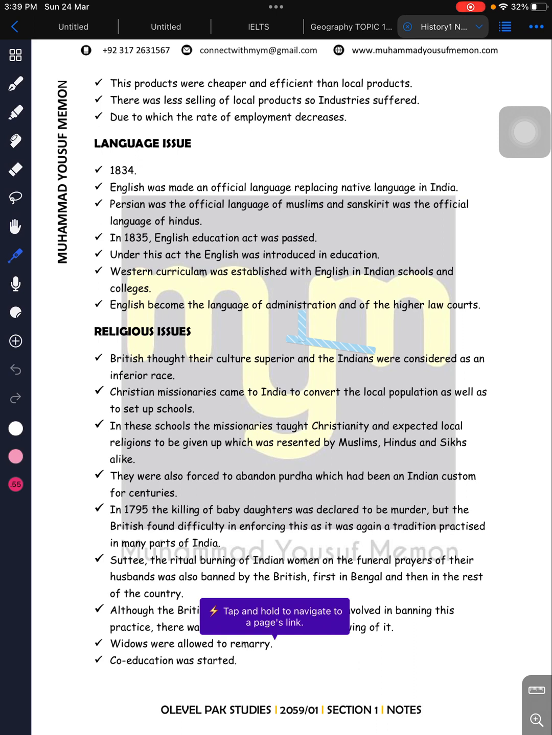उसके बाद जो Christian missionaries आए थे, there were some Christian people who came to India with full power. What they did, they came to India and set up schools. In those schools they taught the Bible, English, and Western ideas to the local population, and they went to the markets where the local population was, and they forcefully converted them to Christianity.